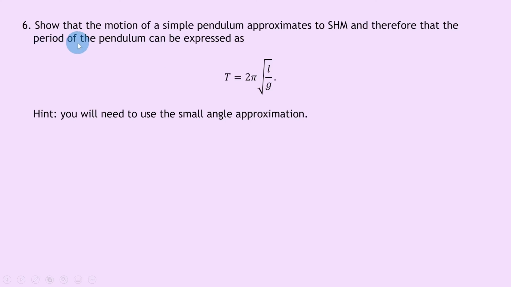Lastly, question 6 says to show that the motion of a simple pendulum approximates to SHM, and therefore that the period of the pendulum can be expressed as T equals 2 pi times the square root of L over g. And there's a hint here, which is that you will need to use something called the small angle approximation.